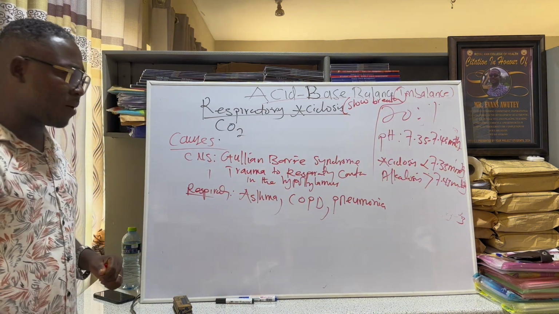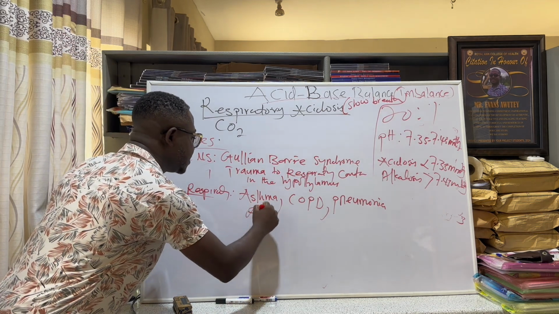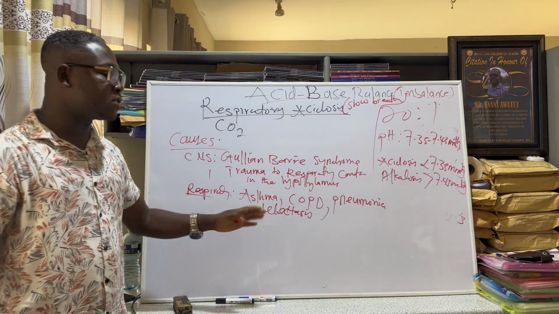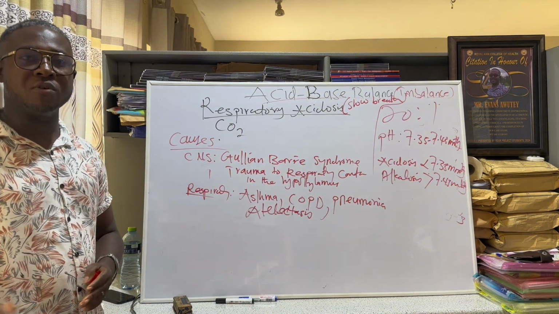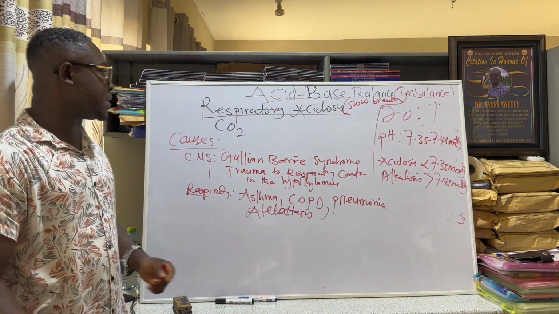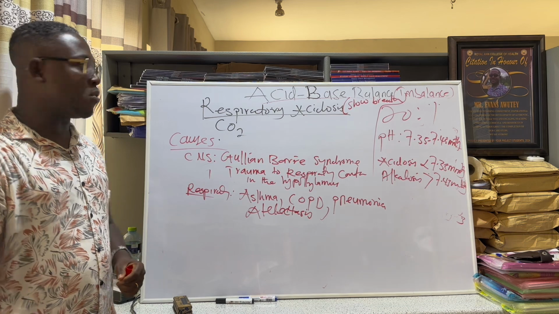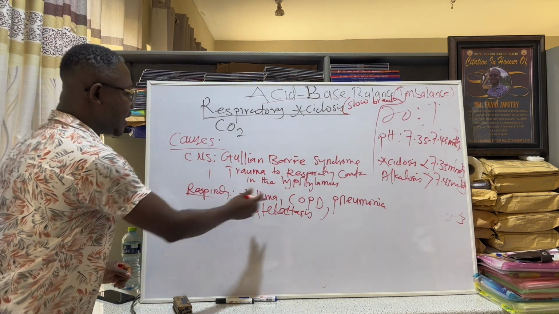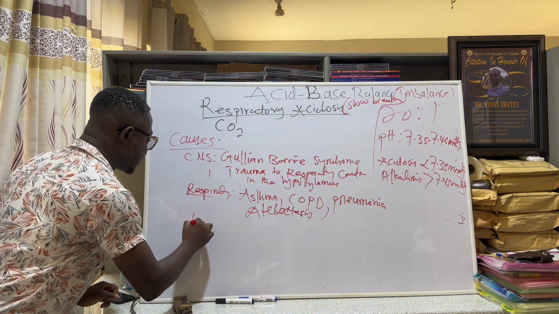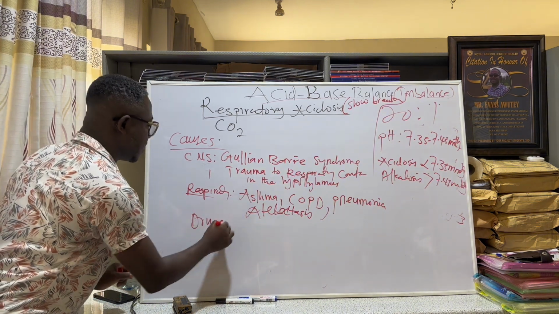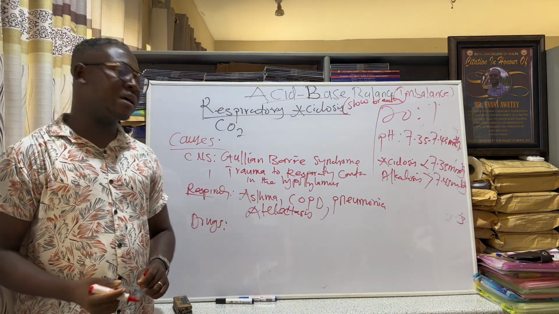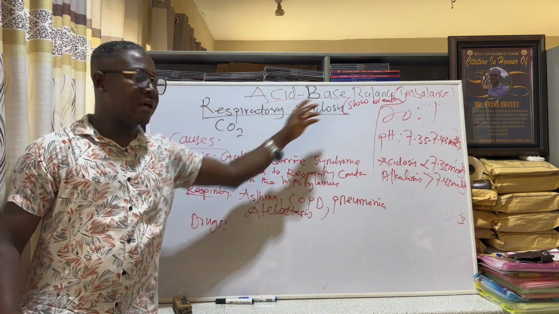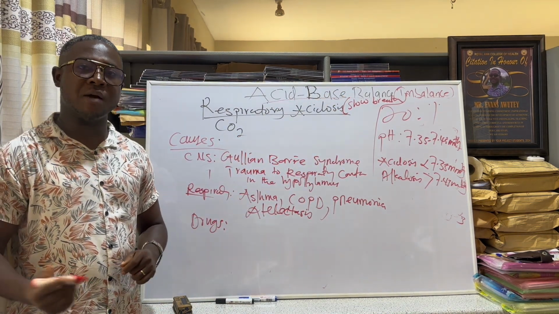Then we can also talk about conditions like atelectasis, where the lungs collapse. So if the lungs collapse, then it means that they will not be able to bring out the carbon dioxide, leading to a retention of what? Carbon dioxide, combining with water to form carbonic acid. Then let's look at drugs. There are some drugs that, when the individual is given them, can also slow breathing, and that will lead to what? Retention of carbon dioxide.